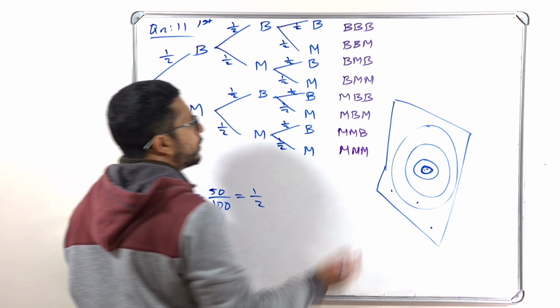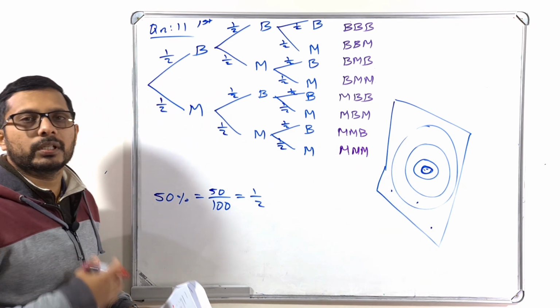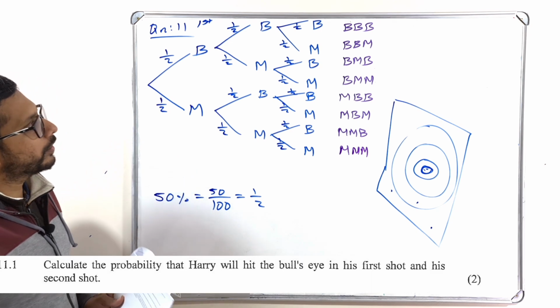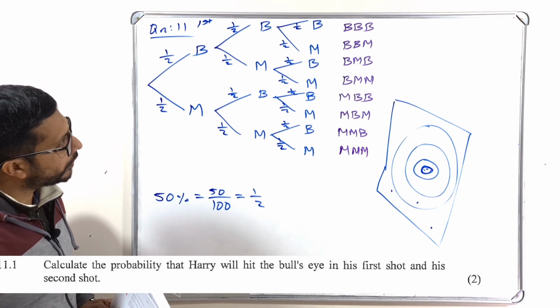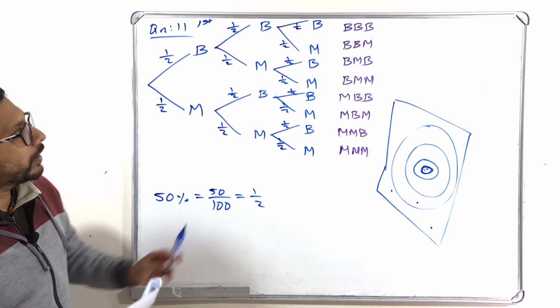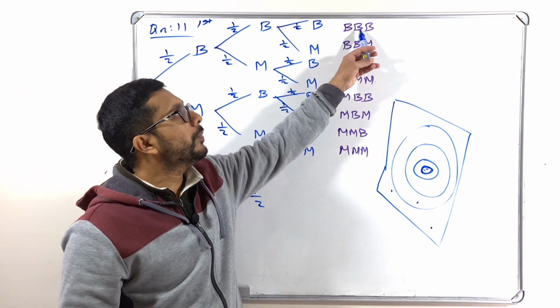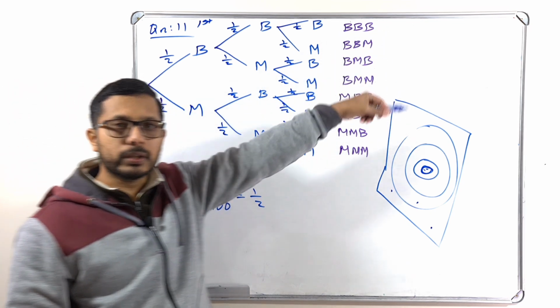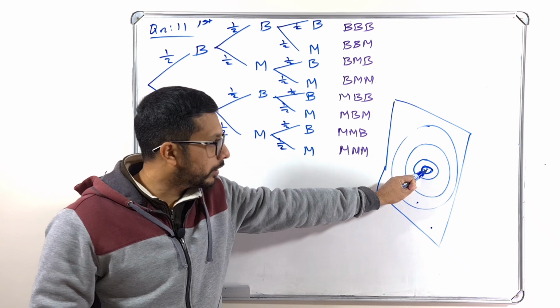So that is the worst one. In all 3 shots he missed the chance. Now tell me, what is the probability of this BBB? In all 3 shots he hit the target here.